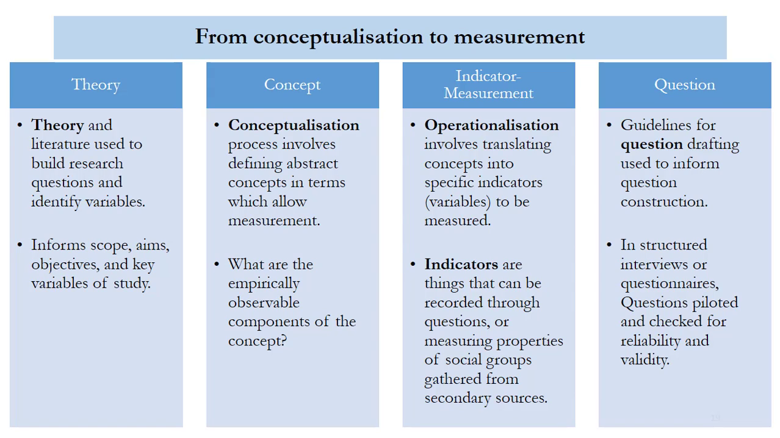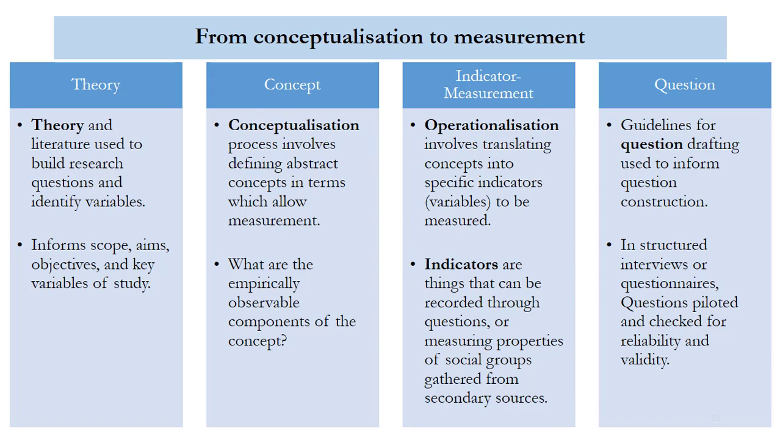So we tend to distinguish in social research between what we might call abstract or grand theories, the big picture theories that try to explain in a very broad sense how society works, and the more middle range theories that we draw on quite often in criminology to explain how one particular aspect of the social world works. So theory always informs the scope, aims and objectives, but it also helps us identify key variables. What are the key properties that might be relevant to this study?